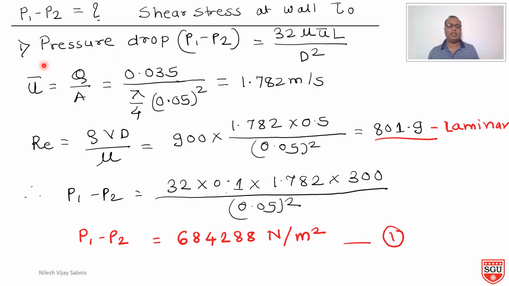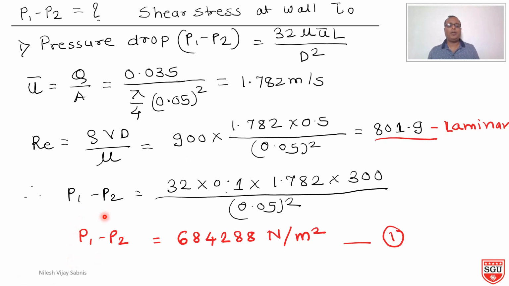Pressure drop is nothing but P1 minus P2 equals 32 mu U bar L by d square. U bar is equal to Q by A, as we have seen in the previous problem. Q is directly given, divided by area of cross section pi by 4 d square. So we got U bar as 1.782 meter per second. Again we will check whether flow is laminar or not by putting all the values in the Reynolds equation, and we get the Reynolds number as 801.9, and we can say that flow is laminar.